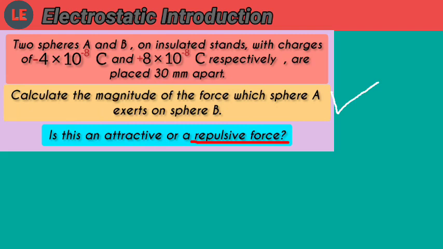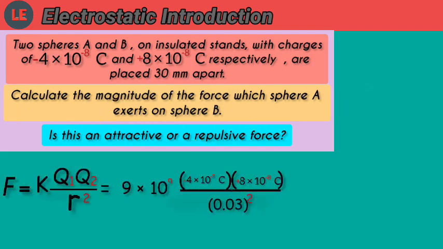We take all that we are given and plug them as they are into this Coulomb's equation. We get negative 0.032 newton. Because it is negative, that is an attractive force we got.